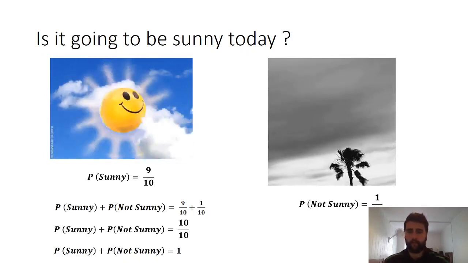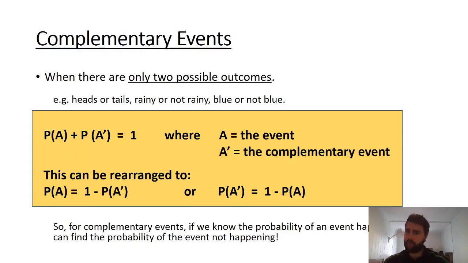So guys, I'm going to show you some formulas now. Complementary events occur when there are only two possible outcomes in a situation. So it could be flipping a coin where we get either heads or tails. It could be when we're looking at the weather, it's either going to be raining or it's not going to be raining. Could be picking marbles out of a bag where it's either going to be a blue marble or it's not going to be a blue marble. And these are examples of complementary events. And if we add the probabilities together for complementary events, then it's always going to give us 1.